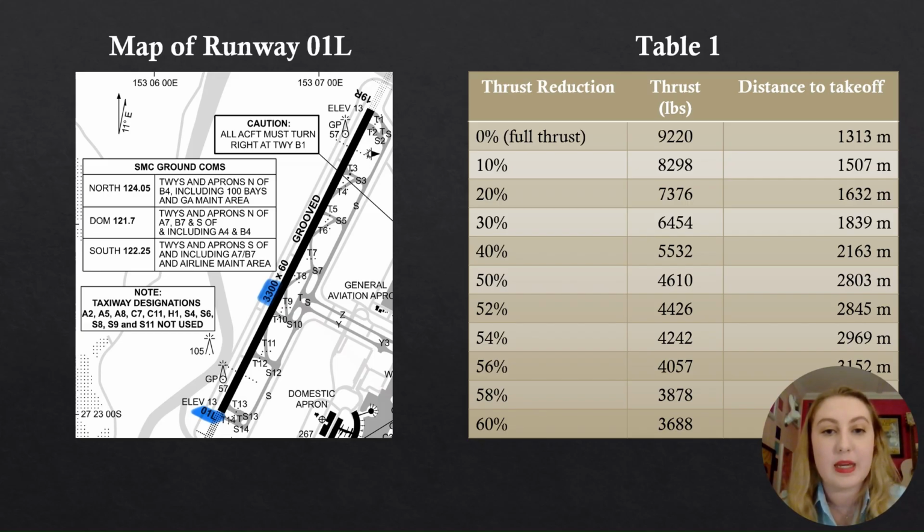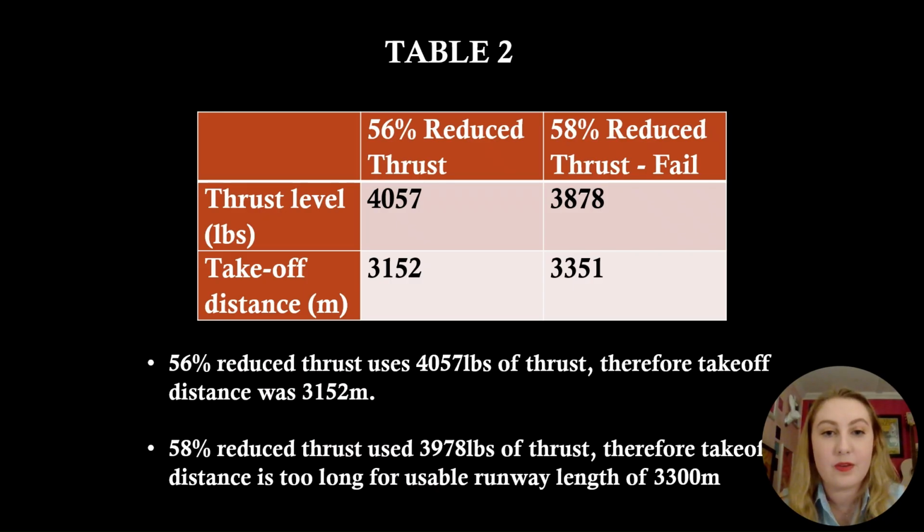The rotation speed for each trial was calculated at 1.2 VS using a stall speed of 130 knots. Therefore, the liftoff speed VLO was 156 knots for each trial. It can be seen from this data that the 56% reduced thrust trial utilised 4,057 pounds of thrust and was able to successfully take off with a distance of 3,152 metres.